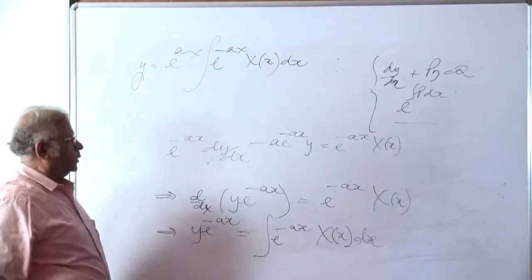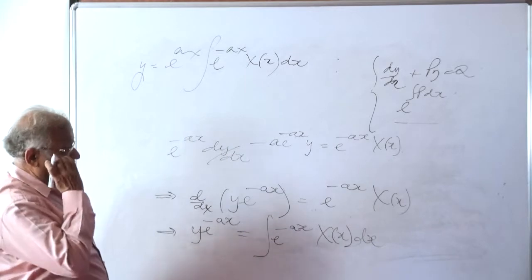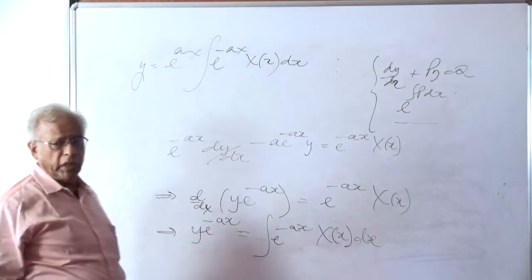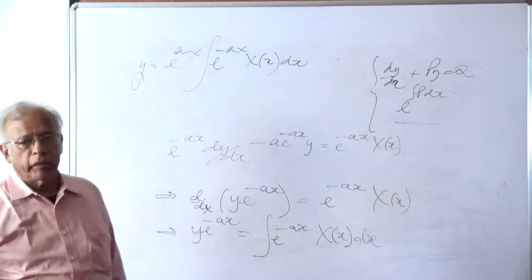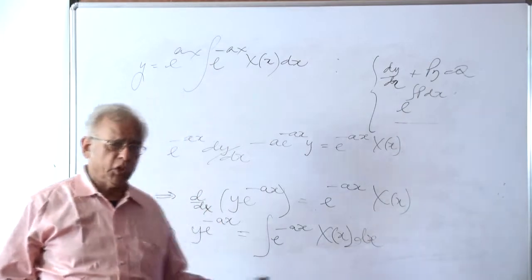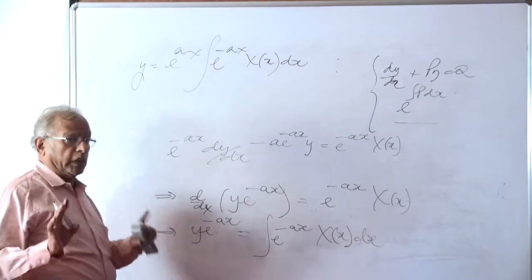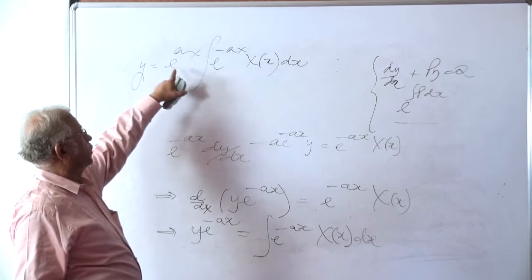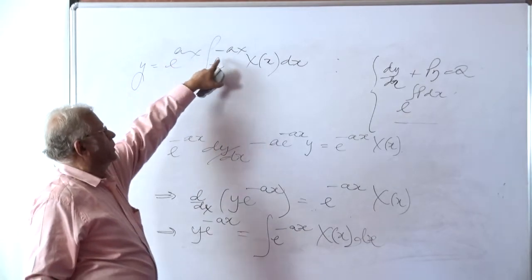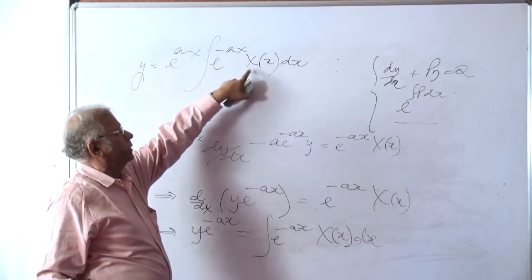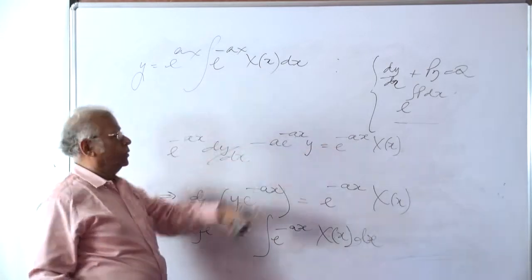So this is significant of what is the meaning of 1 over D minus a, and a can have any value. 1 over D minus 2, applied on any function X, is e to the power of 2x, integral e to the power of minus 2x, X as a function of x.